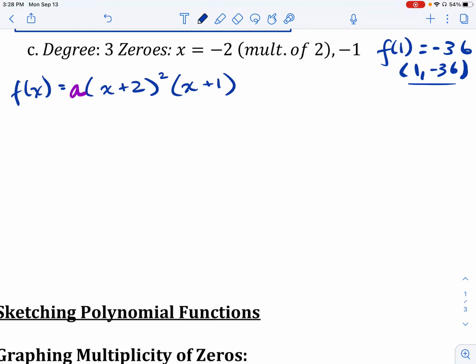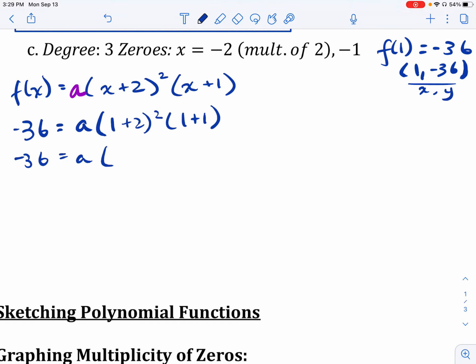So I'm going to plug in these points. I'm going to say negative 36 is my y value. This is my x, this is my y. So negative 36 is my y value. I'm still solving for a. Now I'm going to plug in positive 1. That's (1 + 2) squared times (1 + 1). So -36 is equal to a times, let's see, that's 3 squared, that's 9, times 2, that's 18. So we know that a must be equal to -2.